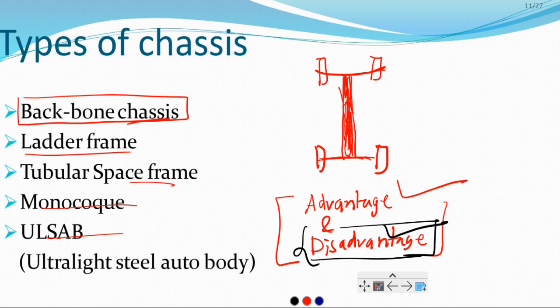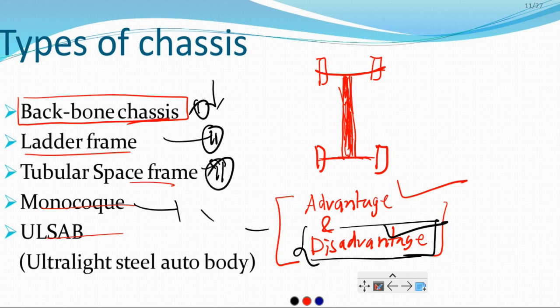And this one is what? As per the development order, first one, the engineers developed this one. Second one, they developed this one. Third one, they developed this kind. Fourth one like this. During the same period of time, I'll say, and ULSAB is a modern one.